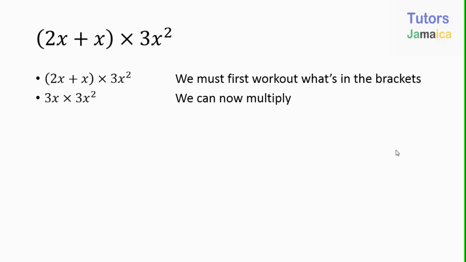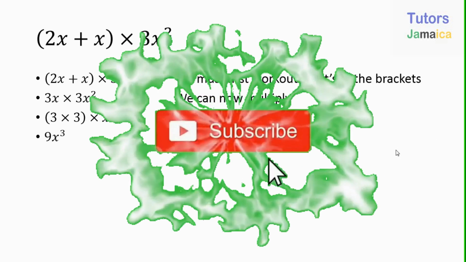So now we can do our multiplication, and when we do our multiplication, we multiply the numbers by each other, so 3 times 3, and for the x we add the indices. So as we said before, if there is no number, then the number is 1, so x to the 1, so 1 plus 2. And once we add the indices, we end up with 9, so 3 3s are 9x, and 1 and 2 is 3, so we end up with 9x cubed.